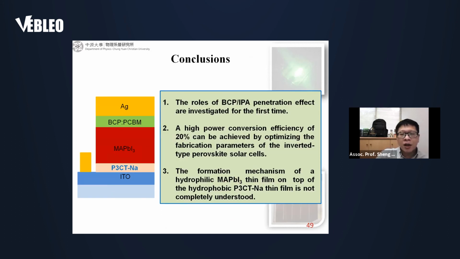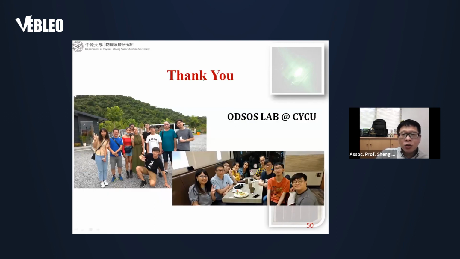So here is my conclusion. The roles of the PCBM IPA penetration effect are investigated for the first time. A high power conversion efficiency of 20% can be achieved by optimizing the fabrication parameters of the inverted-type perovskite solar cell. The most important point is that the formation mechanism of the hydrophilic perovskite thin film on top of the hydrophobic P3CT sodium thin film is not completely understood. So we are trying to understand this contact. We think if we can improve the contact, then the efficiency can be increased further, maybe 25%, maybe 30%, it is possible.